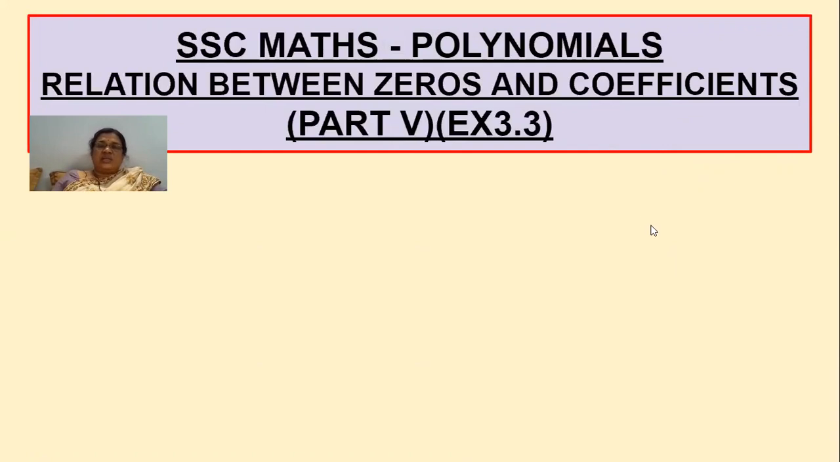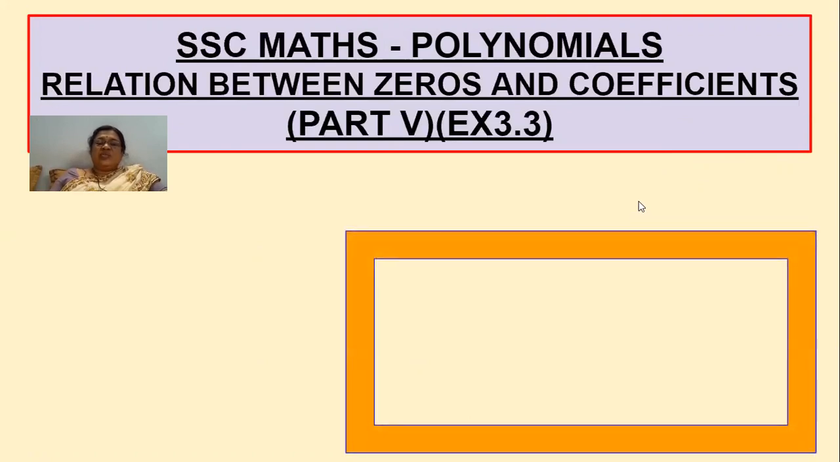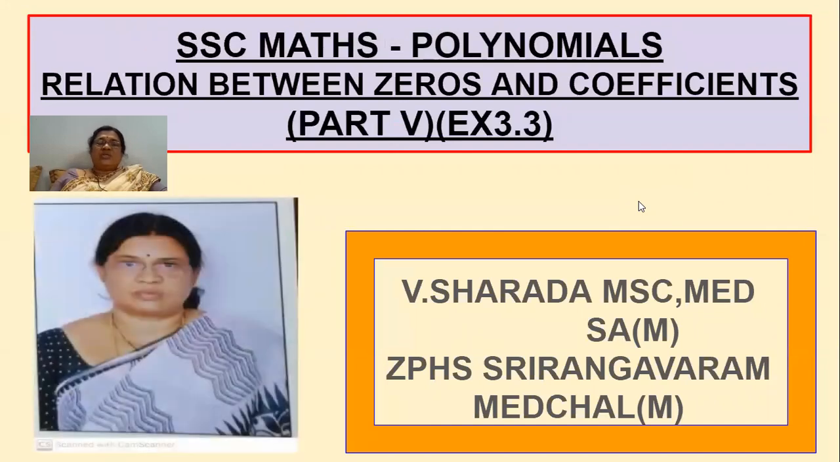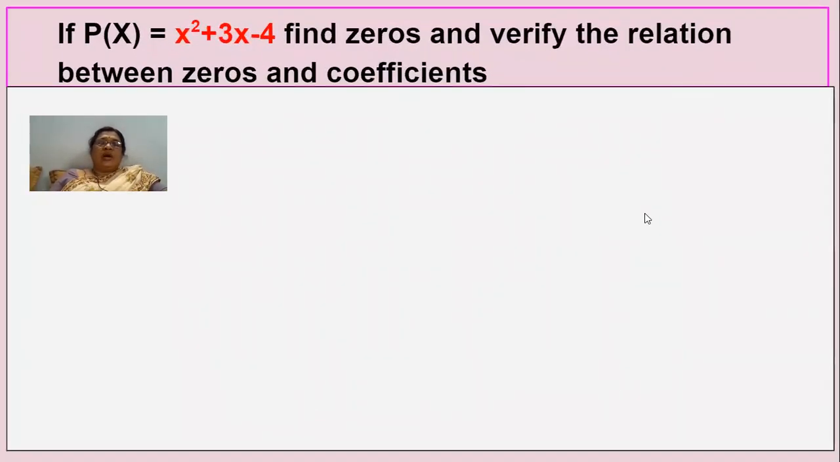This is polynomials, that is chapter 3 in SSC Mathematics. Let us work out some of the problems in exercise 3.3, that is the relation between the zeros and the coefficients. So this is a very important exercise and you may get a 4 marks question from this exercise. Let us work out. And you may get 2 marks questions also from this exercise. Let us look at the problem here.